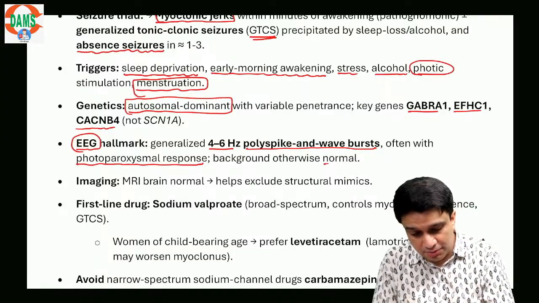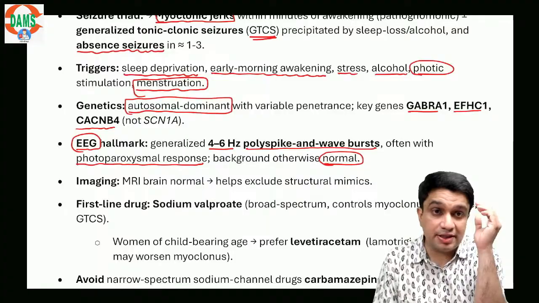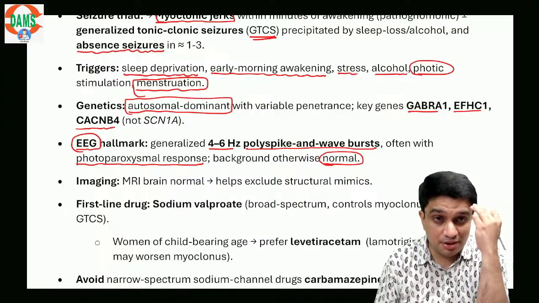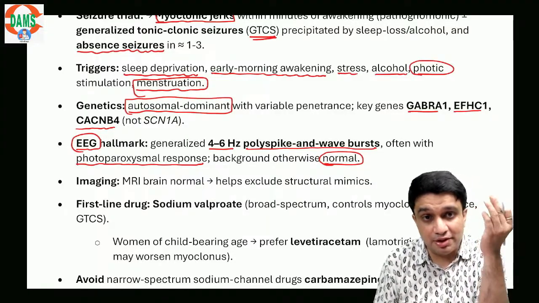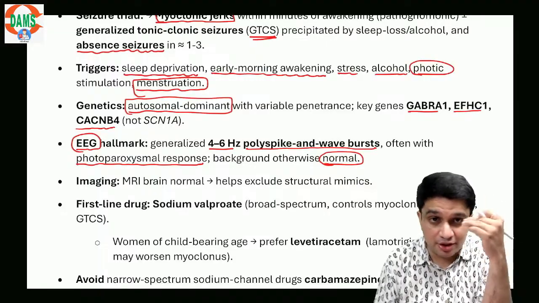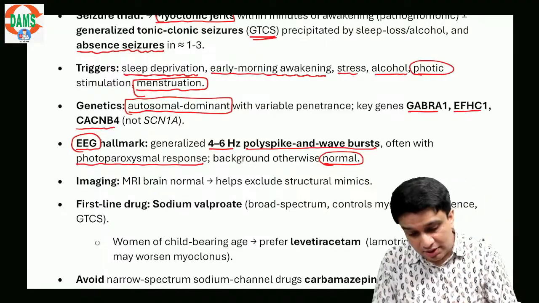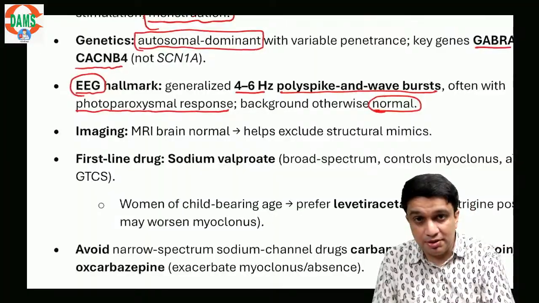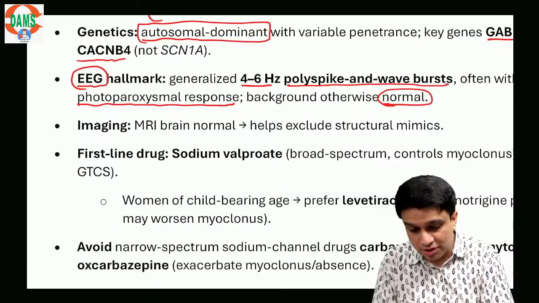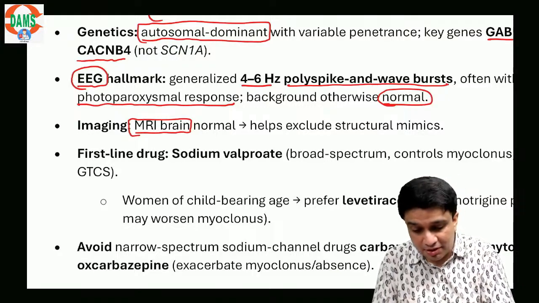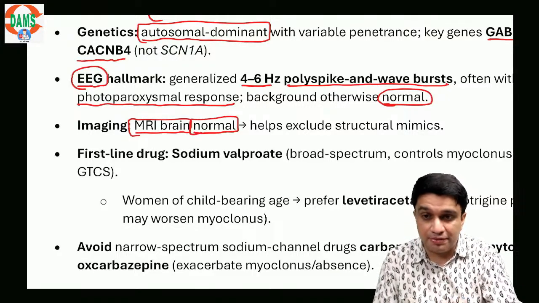Background is otherwise normal. Now, this is something important to note: the EEG that you do in absence is normal in the background. Even in patients of JME, we find it to be quite normal. MRI of the brain is normal, but it helps me to exclude structural mimics. Okay, now this is important. MRI in a patient of JME is generally found to be perfectly normal.